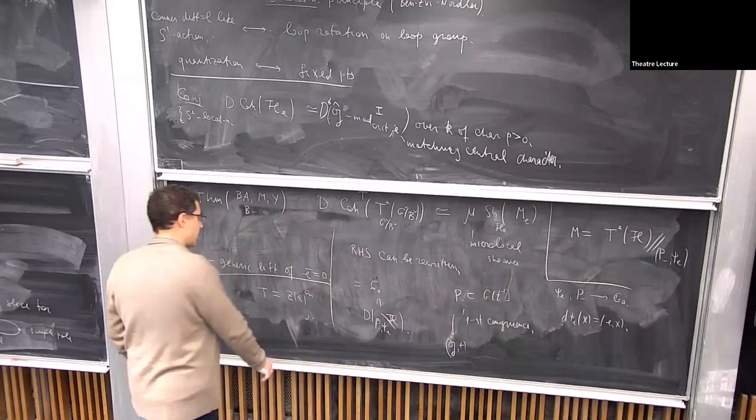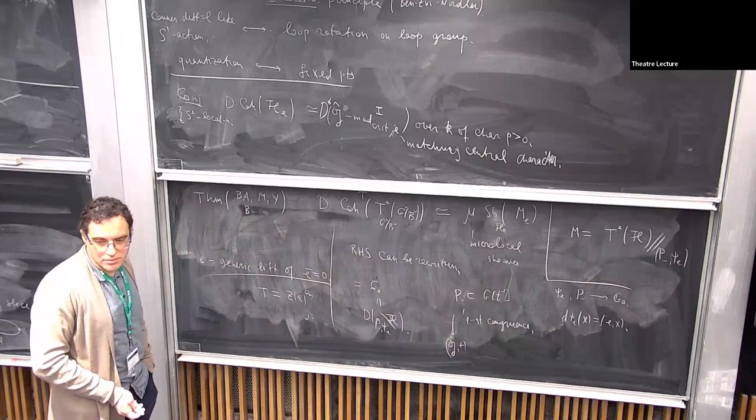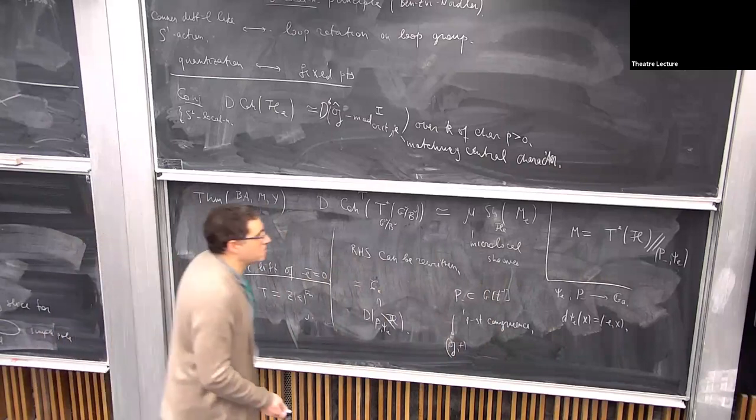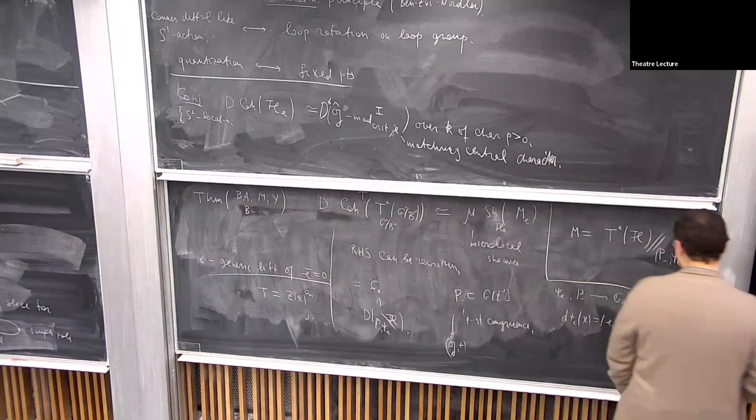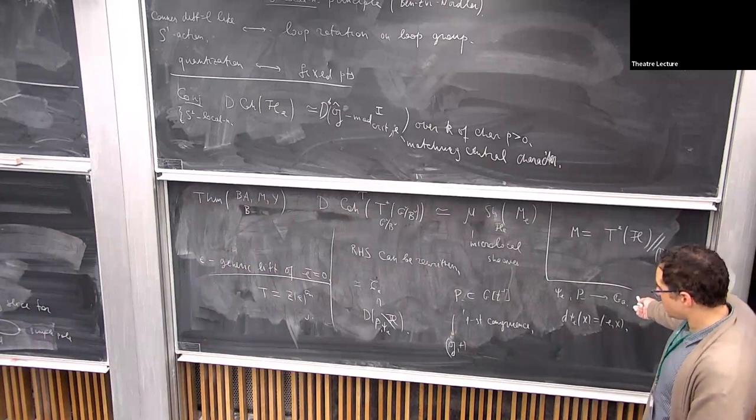Those who know Springer theory will recognize that there is a similar construction of slices by Bremmer. It's here. It's basically also constructed. So now it maybe makes more sense.